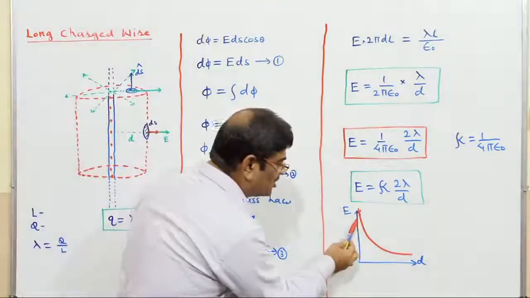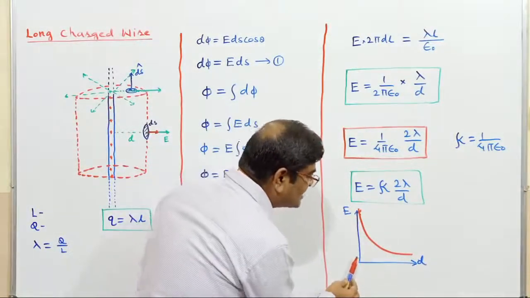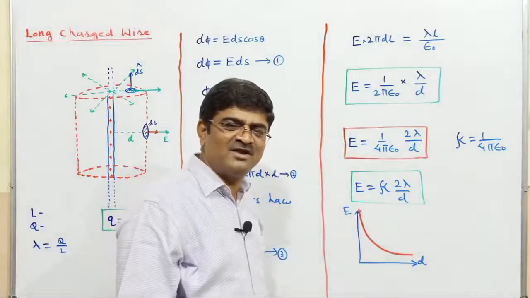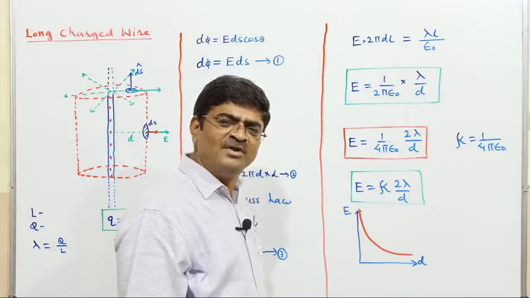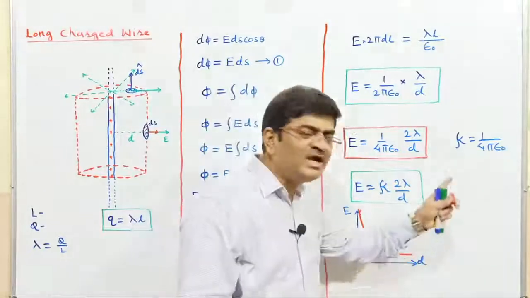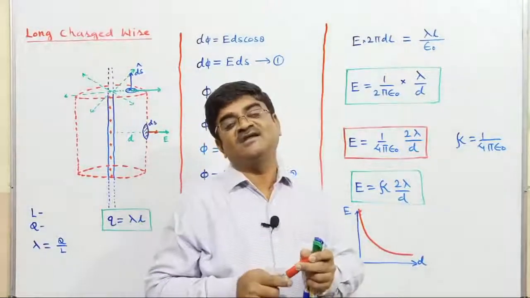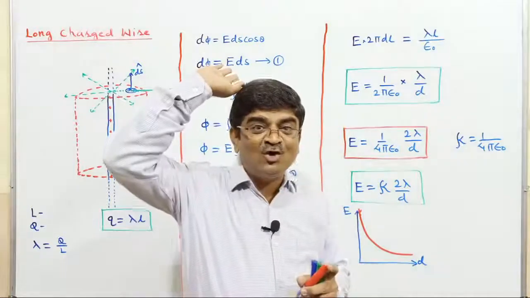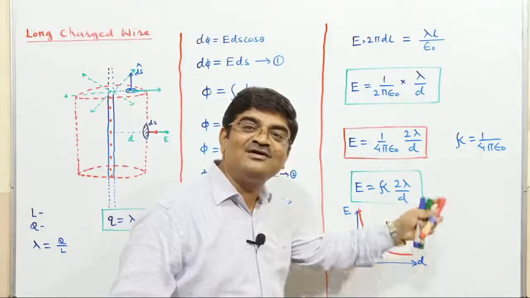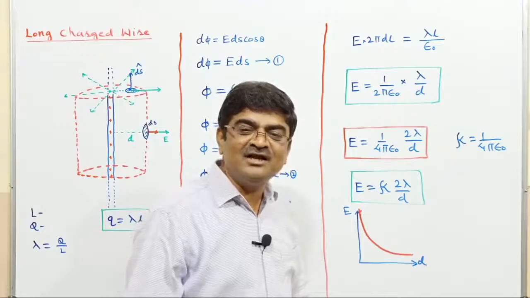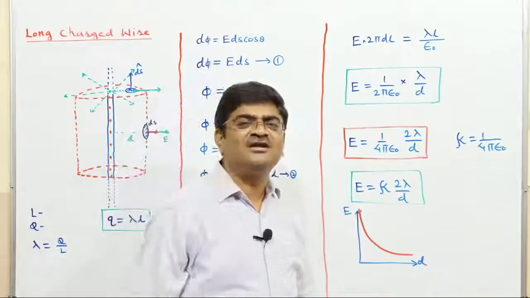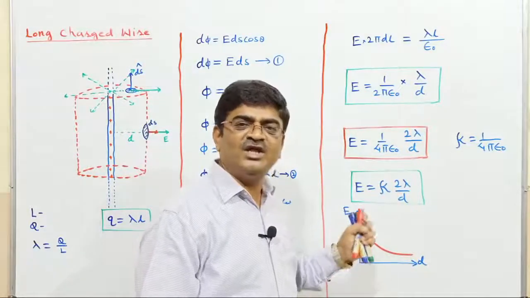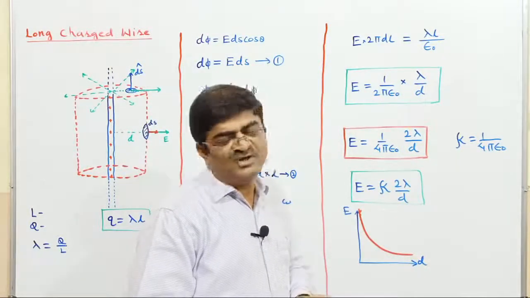I did not touch over here. At zero distance, I have an infinite field, meaning at a very close distance I have a very huge value. And as I go on moving away, electric intensity goes on decreasing. And where does it become zero? I leave the curve parallel to the distance axis. Where does it become zero then? At infinity. So this is the nature of the plot that you can have for variation of electric intensity with distance.